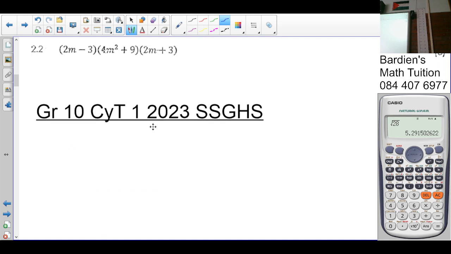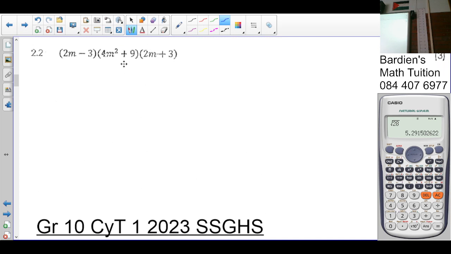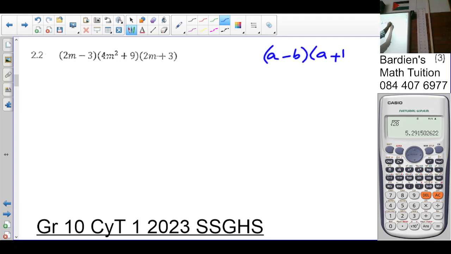In 2.2, you should notice a conjugate pair. As you can see, that is in the form of a minus b times a plus b, or a plus b times a minus b. We multiply the first and the last, which gives me a squared minus b squared. Okay. Now, it should be evident in the first and the third bracket.